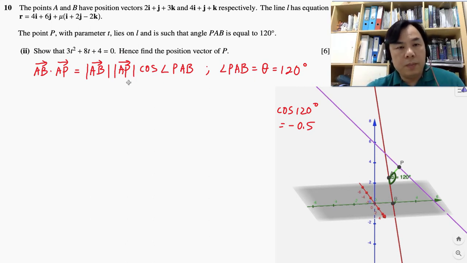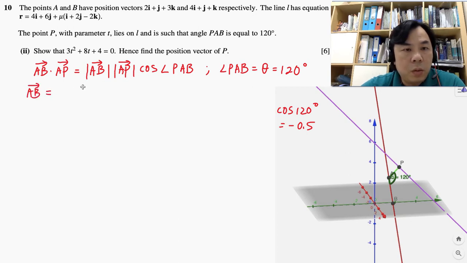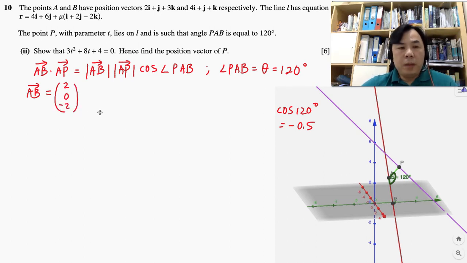Before that, we have also worked out AB. Our vector AB, we have already worked out before this. So I'm just going to write this one down one more time. That will be 2, 0, and then negative 2. That will be our vector AB. And then next we're going to work out the vector AP.